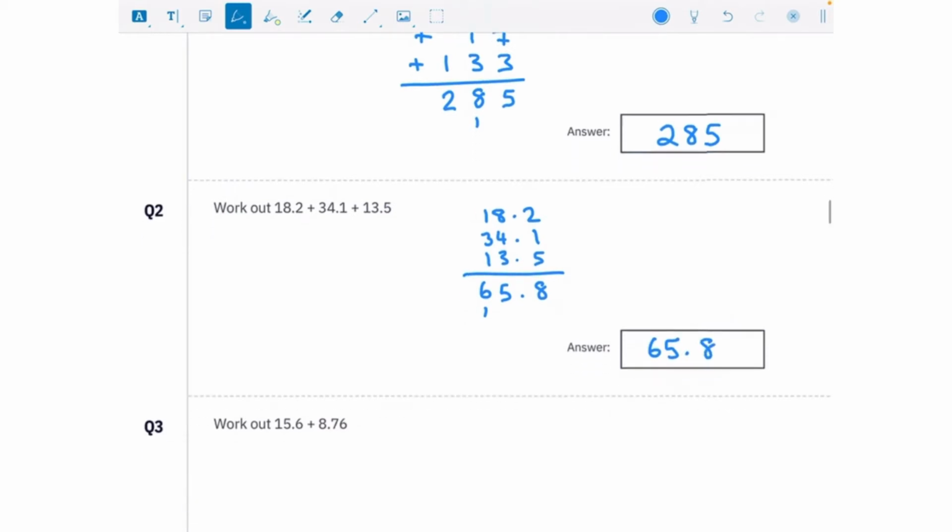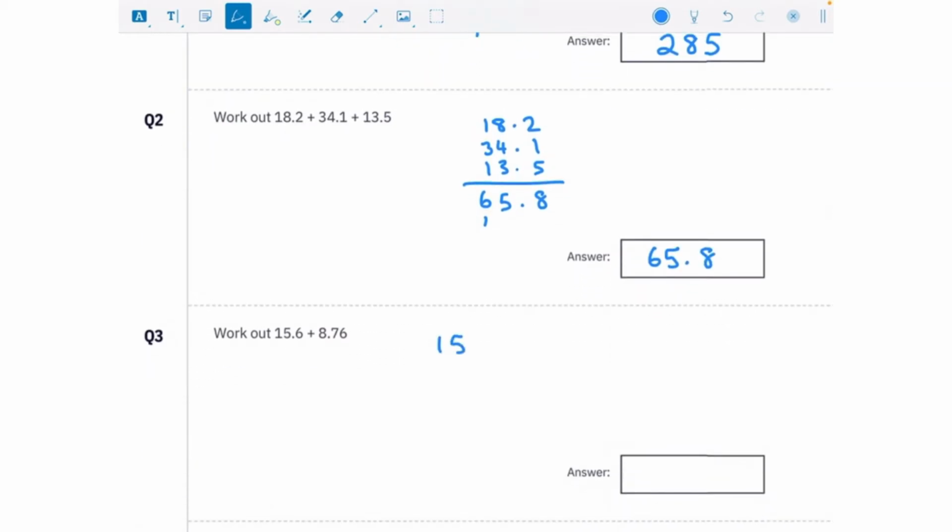Question number 3, 15.6, add 8.76, so that 8 is a ones, so it needs to go underneath the 5.76, and again put a line underneath that, and we're going to add them. Now you might find it helpful here to fill in any gaps with zeros, and then we can see what we're doing.